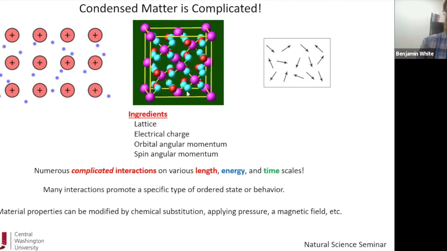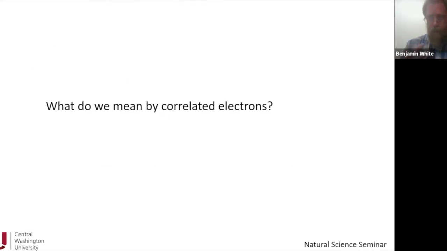So, in addition to having all these ingredients and all these interactions, it's also extremely dynamic. So basically, we have all kinds of complicated, often quantum interactions that occur on various length, energy, and time scales. And because these interactions often promote one type or another of a state or behavior, we've got many different more or less degenerate states that the material could choose between. And that's one of the nice things about them: often we can tune between these states by doing things like replacing one element with another, chemical substitution, squeezing it, applying pressure, or things like applying a magnetic field. So there's a lot going on inside materials. And so, that's really materials in general.